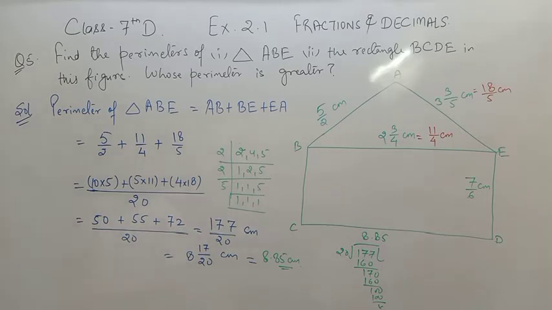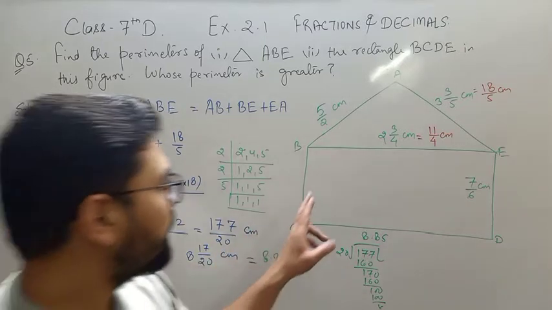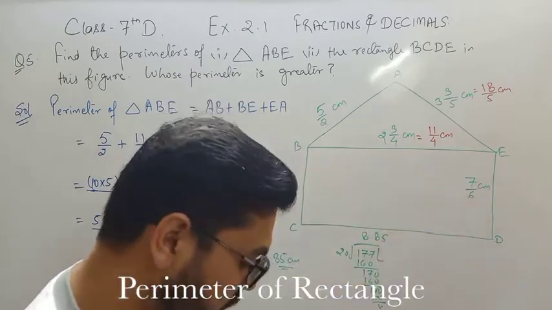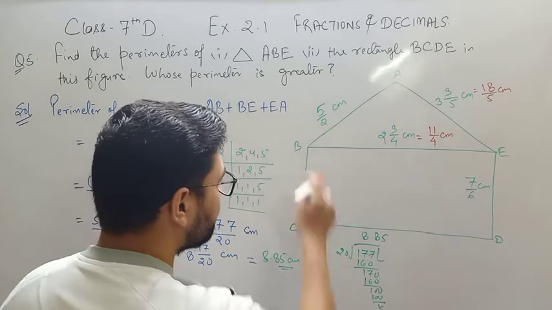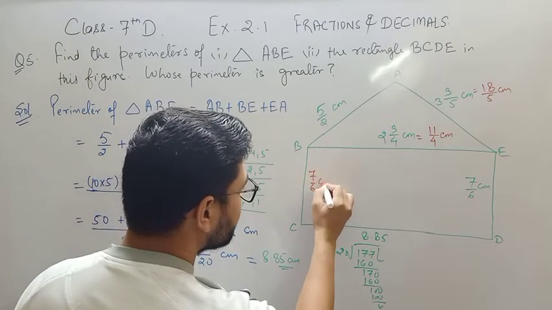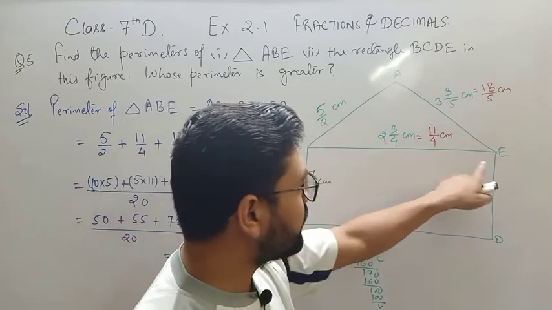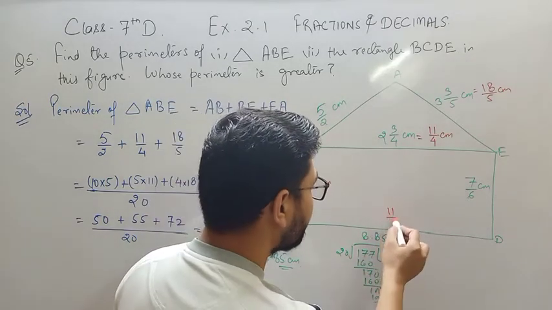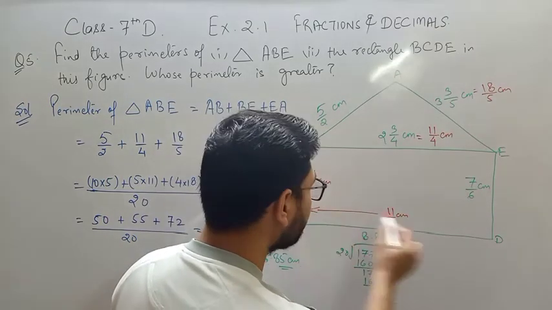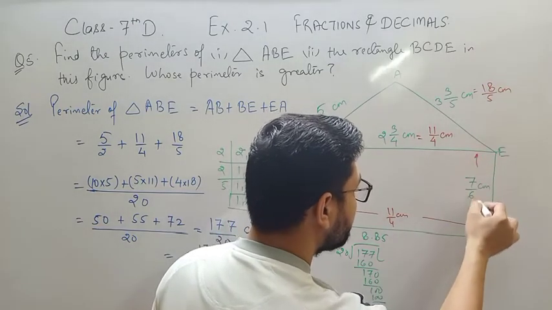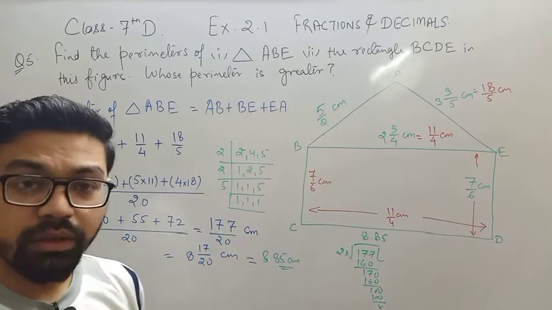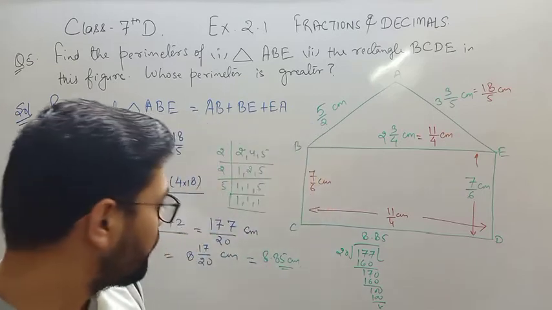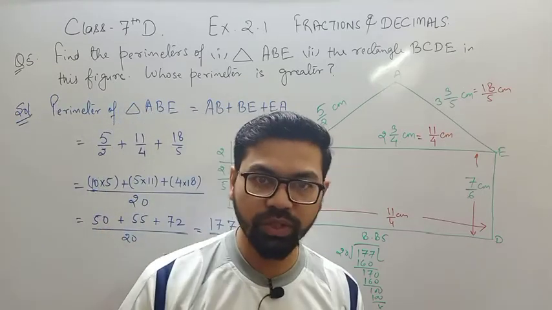Note it down fast. In a similar manner, you need to find the perimeter of this rectangle BCDE. If this length is 7/6 centimeters, then obviously the value of BC is also 7/6 centimeters. If the length of BE is 11/4 centimeters, then definitely the length of CD is also 11/4 centimeters. Any doubt in this? I don't think there is any doubt, but still if you have any doubt, you can ask me in any Zoom session. So be ready with your doubts in the next Zoom session.